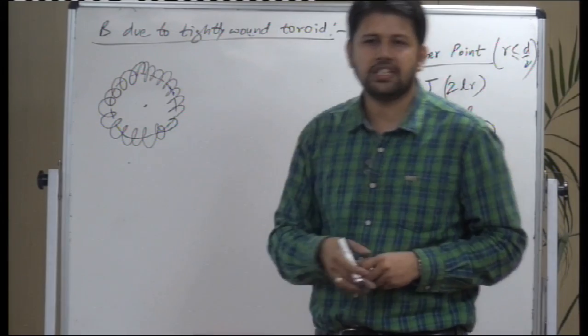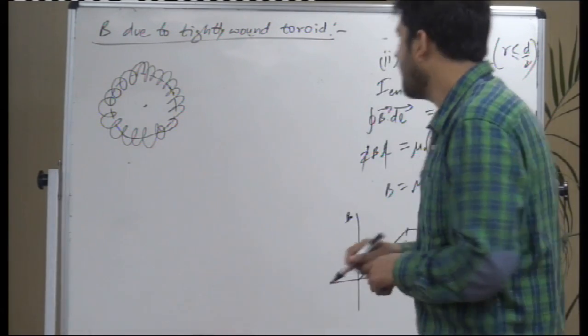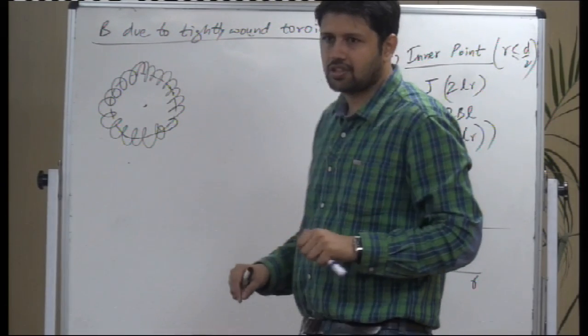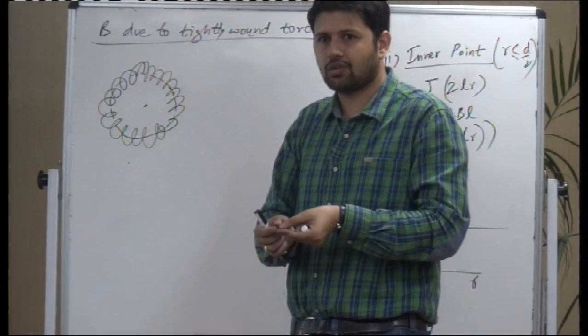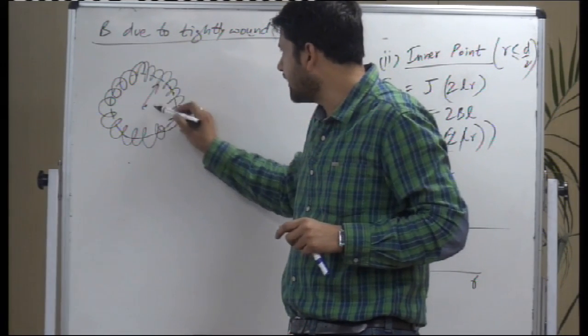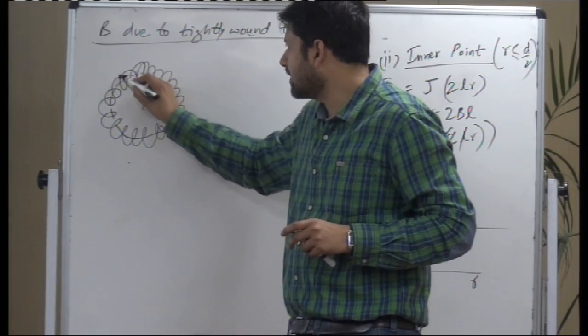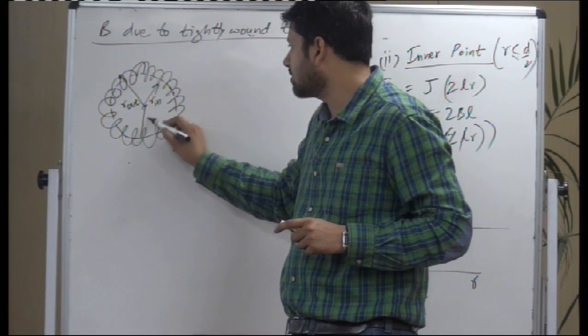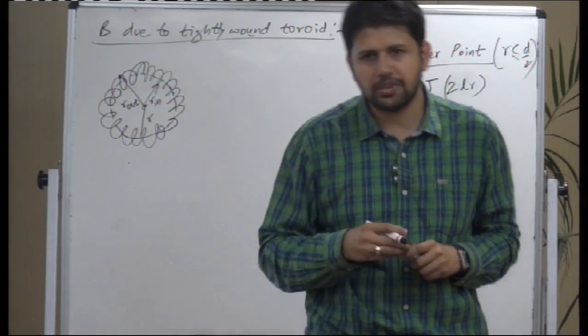Do you know what mean radius is? If I join all the centers of all the loops, you get a mean circle whose radius would be the mean of the inner radius and outer radius. So this is the mean radius.